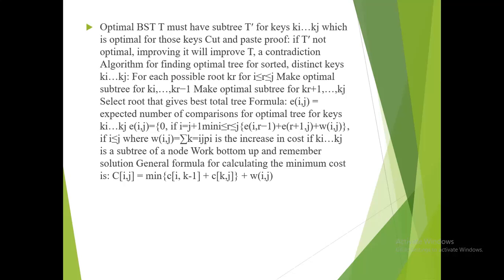An optimal binary search tree must have subtrees for keys Ki to Kj which are optimal for those keys; if a subtree is not optimal, it can be improved. This is an algorithm for finding the optimal tree for sorted distinct keys Ki to Kj. For each possible root Kr, make an optimal subtree for Ki to Kr minus 1, and make an optimal subtree for Kr plus 1 to Kj. Select the root that gives the best total. Here A(i,j) equals the expected number of comparisons for the optimal tree for keys Ki to Kj.